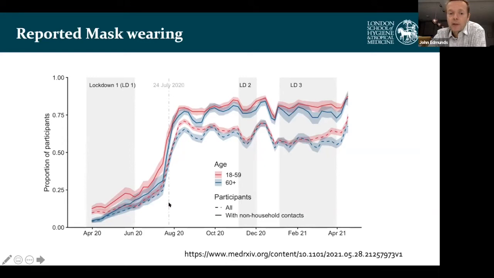And that dotted line that you might just be able to make out there is the 24th of July, when mask wearing became mandated in certain settings like shops. And so you can see, again, that government intervention had a big impact on the uptake. You can see it very obviously.